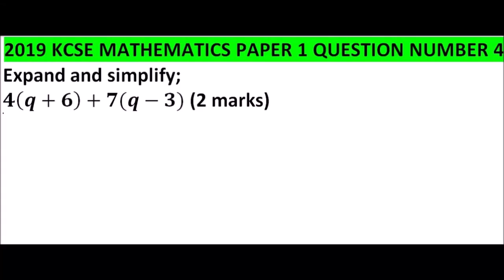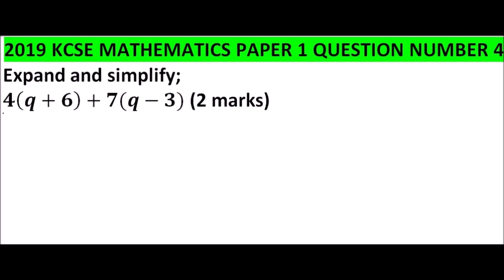So this is question number 4, 2019 paper 1. We are told to expand and simplify 4 into bracket q plus 6 close the bracket plus 7 into bracket q minus 3 close the bracket, and you get 4 marks.